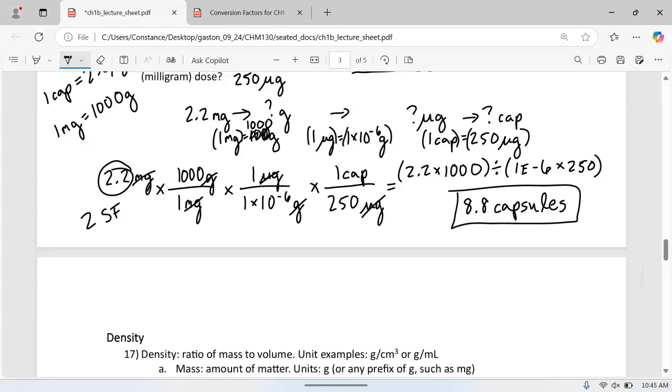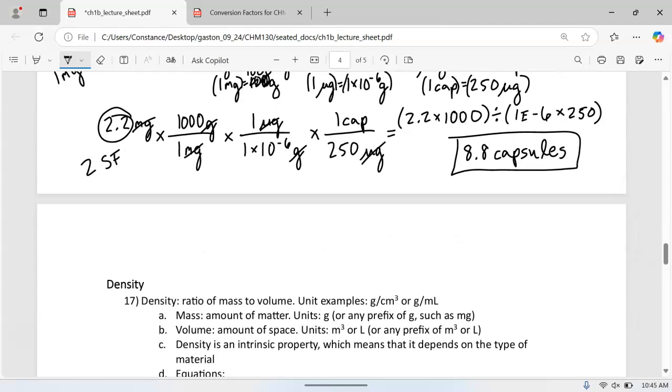Okay, so we are going to stop here, and then the next video we will pick up with density.